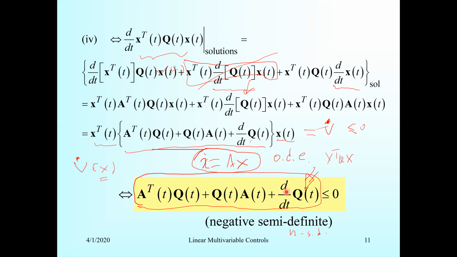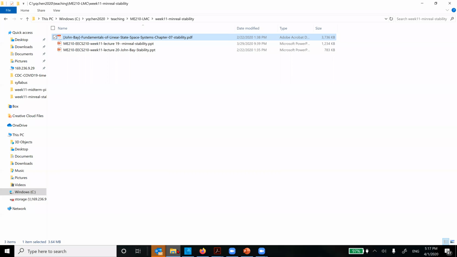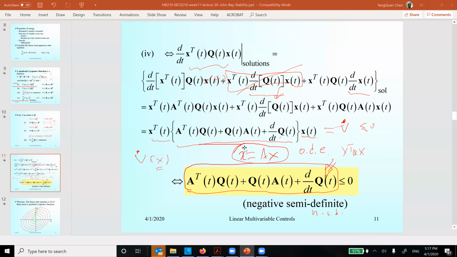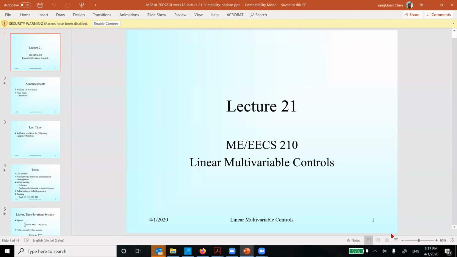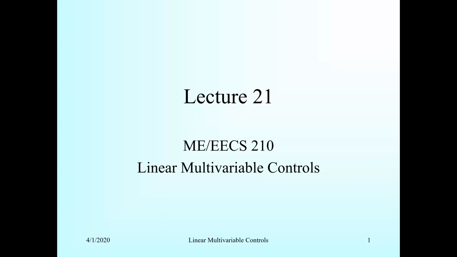Any other questions you want to ask? If not, we're going to move on. Because the LTI case... Do you see my screen, lecture 21? Yes. Okay.